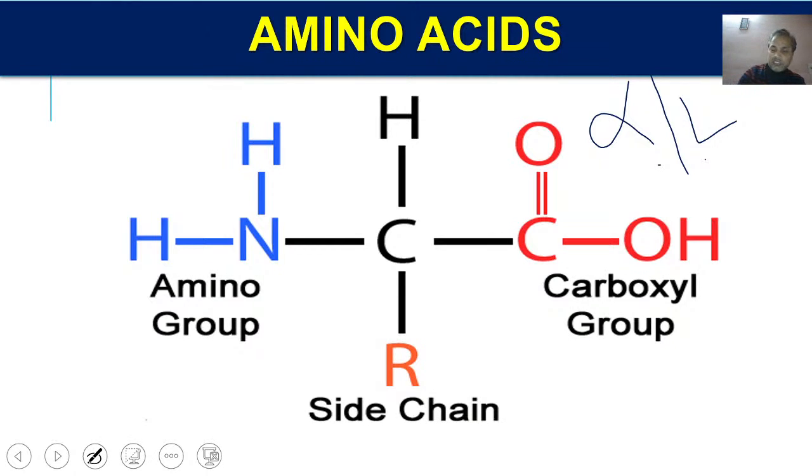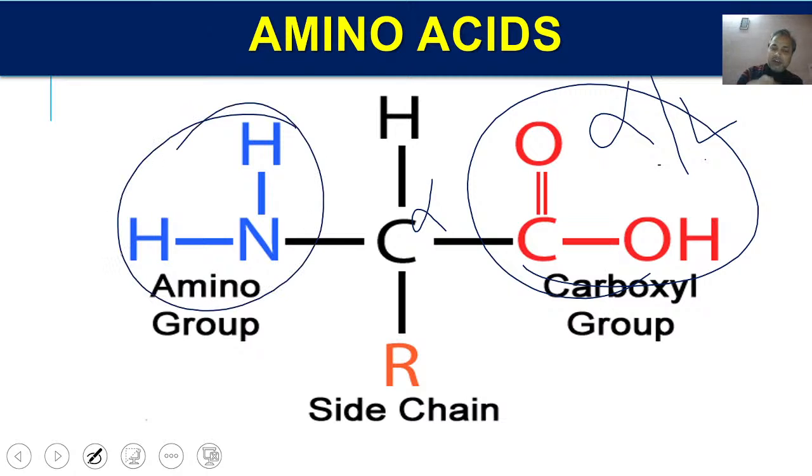Now, this is an alpha amino acid because this is the carboxylic acid, and this carbon is the alpha carbon, and whenever the alpha carbon has an amino group, it is called an alpha amino acid. So it depends on where the amino group is attached, whether it is attached to the alpha carbon or to the beta carbon.